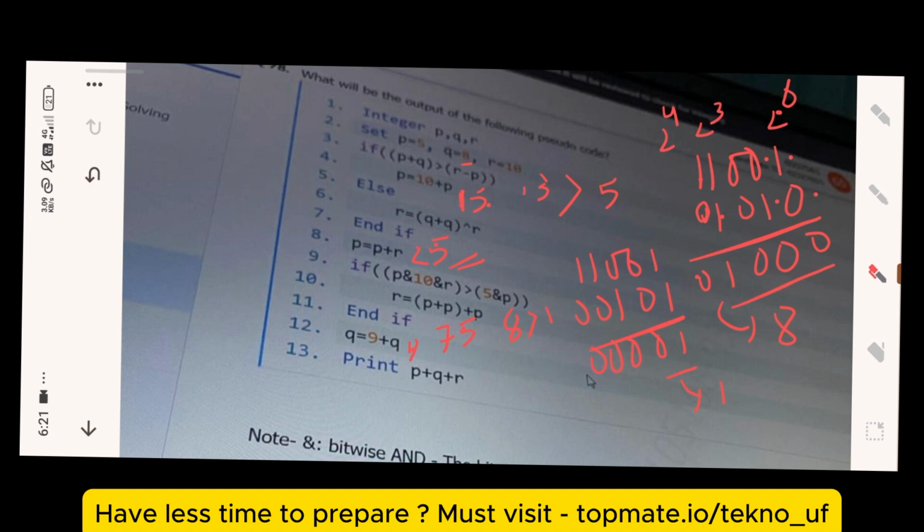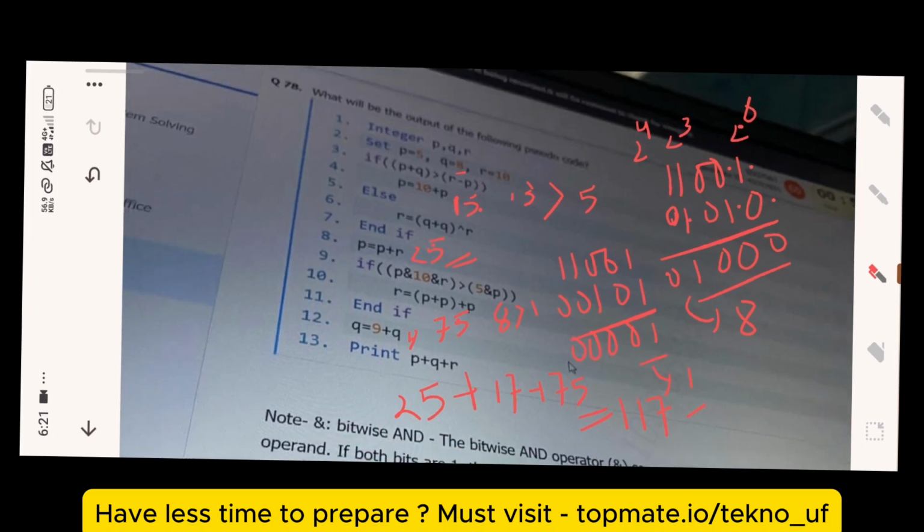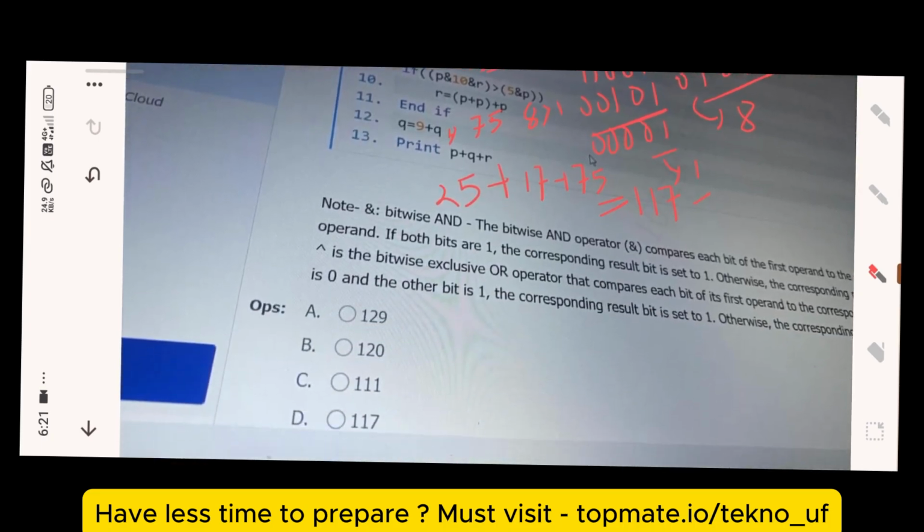So I hope you understood. Okay, so now the value of P plus Q plus R is equal to, P is what? P is 25 and Q becomes 17. Sorry, actually I am saying 25 but writing 27, sorry. So P is 25, Q is 17 and R is 75. So the value of P plus Q plus R becomes 75 plus 25 is 100 plus 17, 117. Okay, so this becomes 117. So the value is in the options: 129, 120, 111 and 117. So out of these, D will be the correct answer.